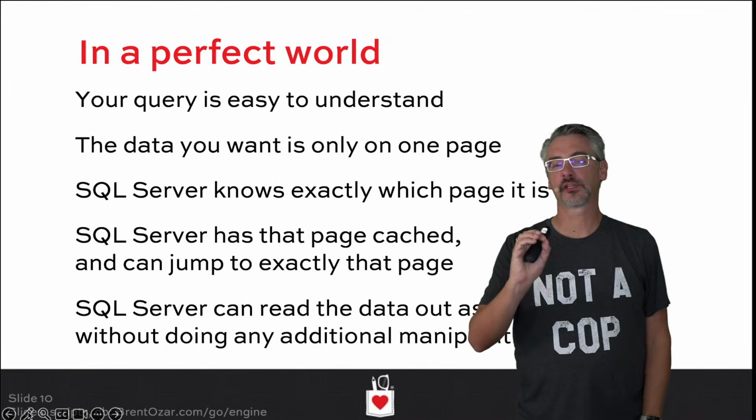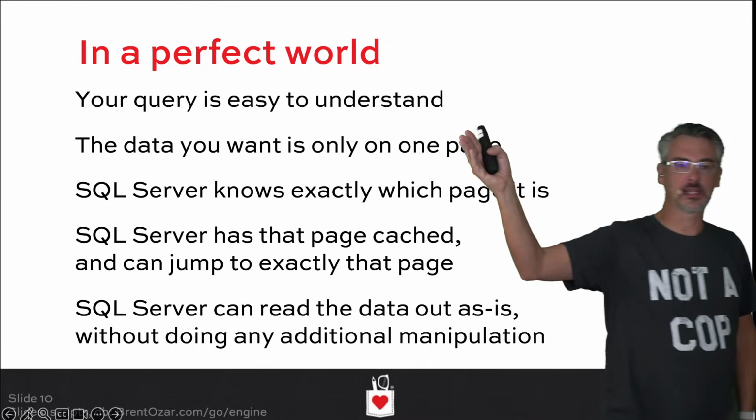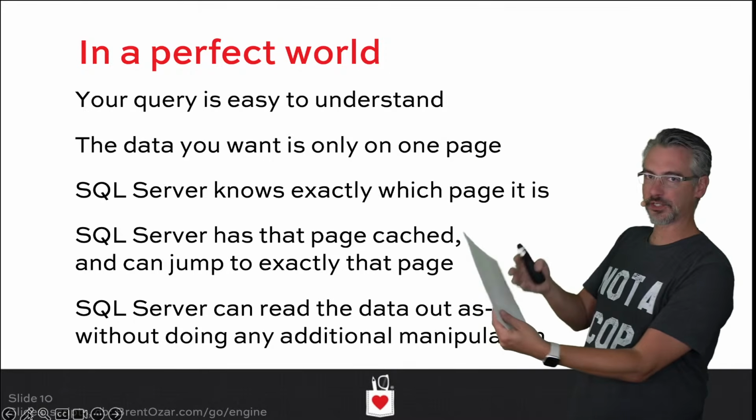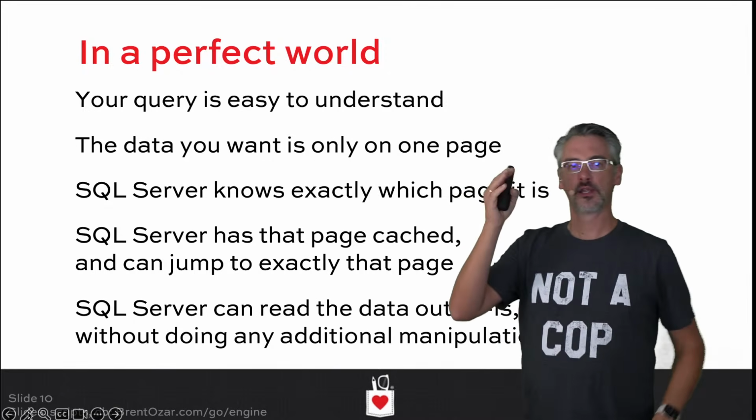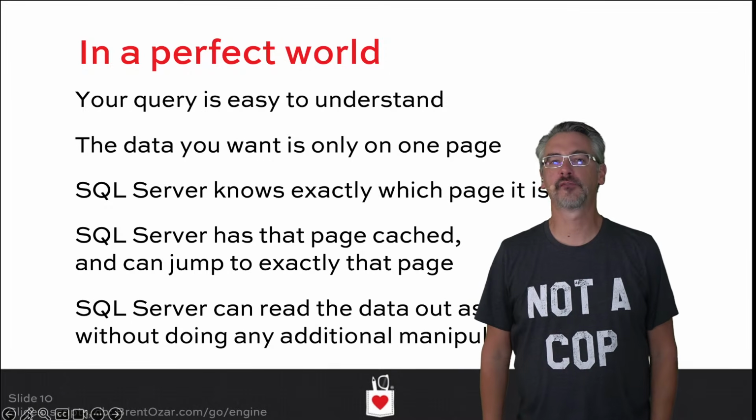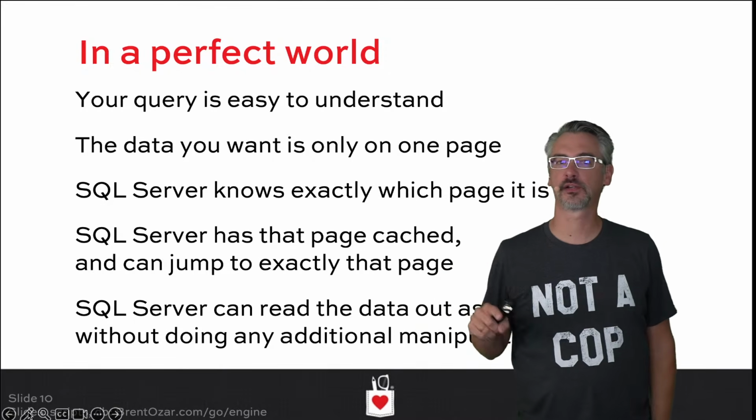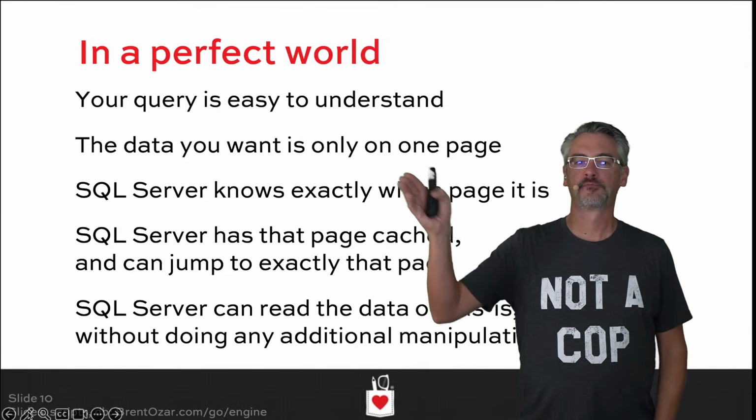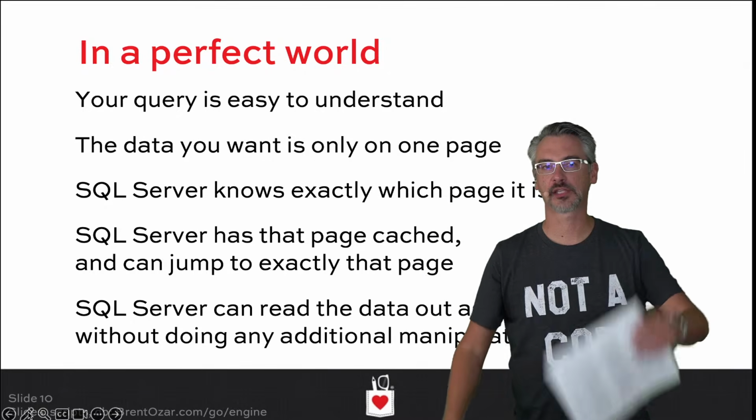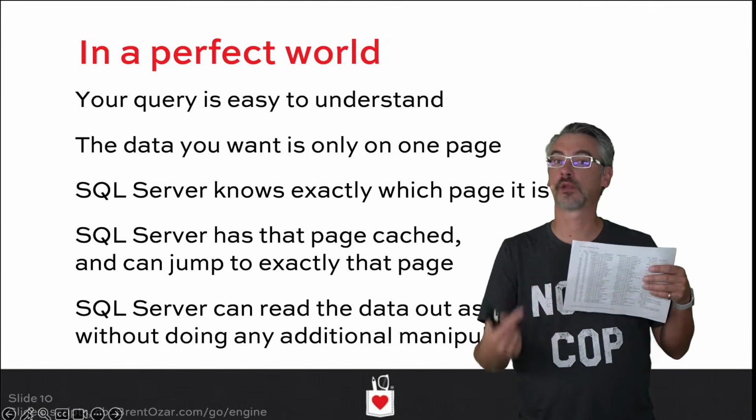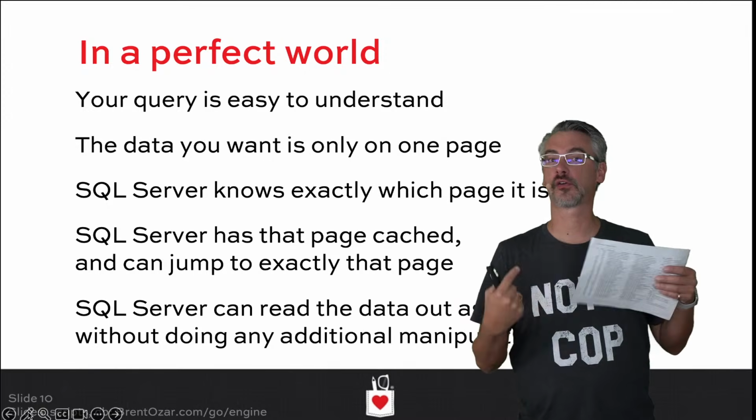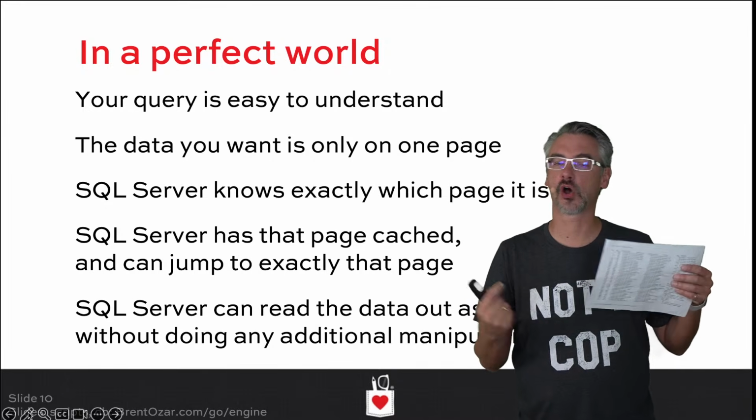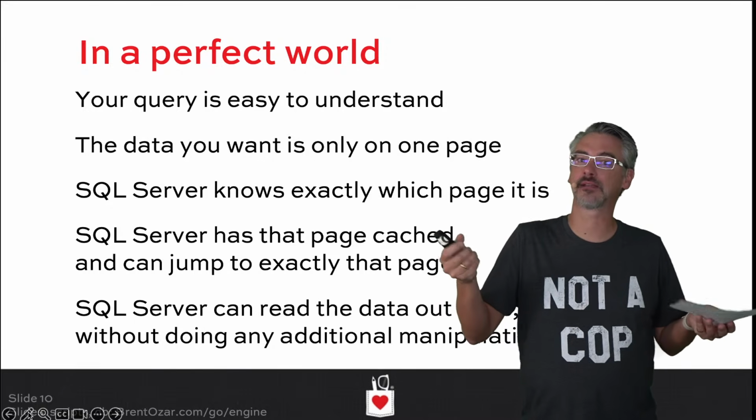In a perfect world, SQL Server can easily understand exactly what you're looking for. SQL Server can glance at your query and say, you want user ID 12345. That's easy for me to understand. You're not trying to concatenate strings or variables. In a perfect world, you're only asking for data that's only on one page. Even if you do select star from a table, if that select star is just one row and we're pulling that data off of one 8K page, that's great. It's going to be easy for us to do.